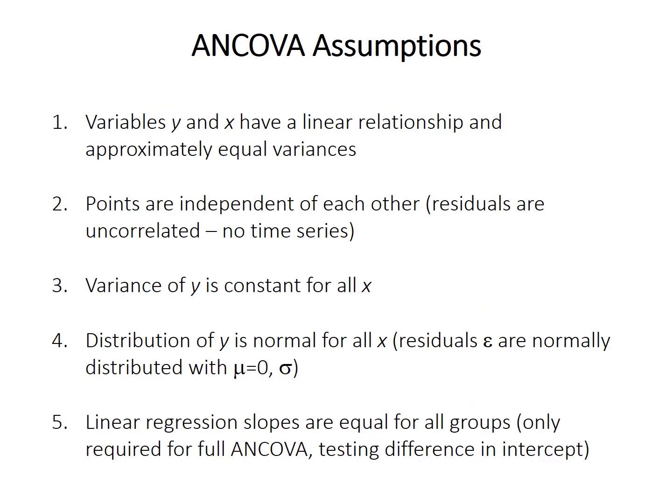ANCOVA has all the linear regression assumptions. The first 4 are the same assumptions that you would have seen in the linear regression video, but it also has a further requirement that the linear regression slopes have to be equal for all of the groups, or all the levels in the factor. That's if you want to do the whole thing. You can definitely test for significant differences in the slope as the first part, but you can only test for differences in intercept in the second part if the slopes don't differ significantly.